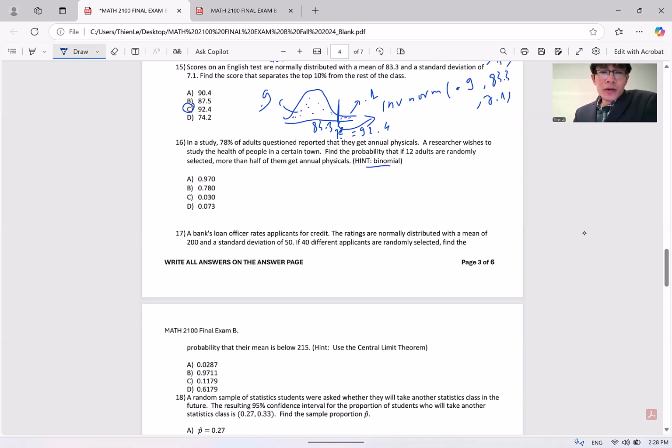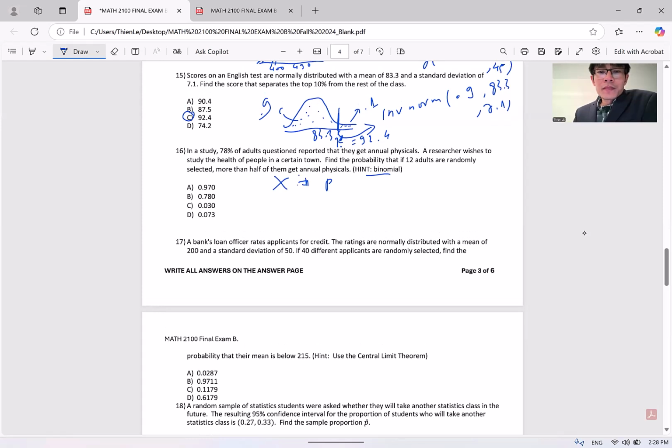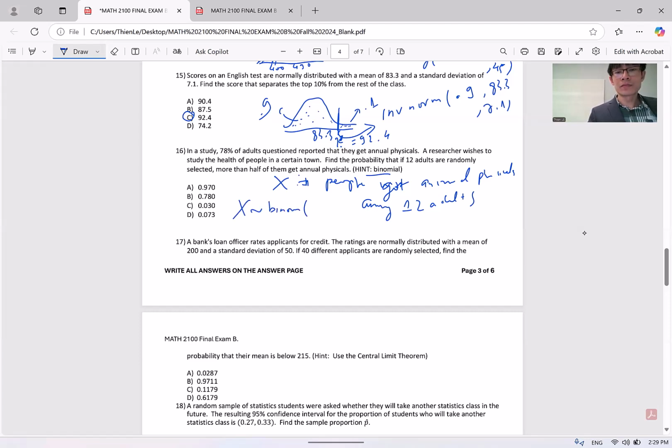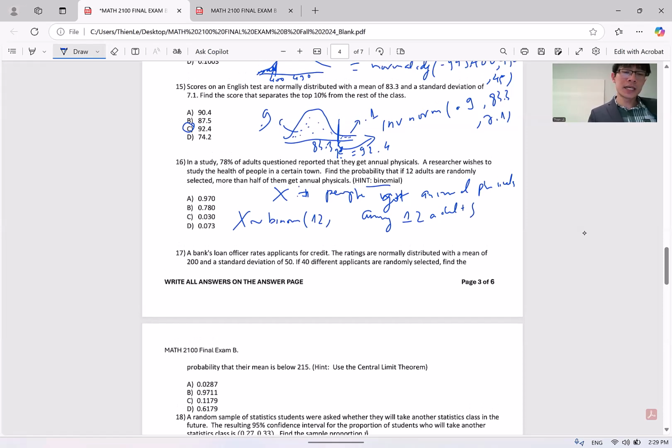So you survey 12 people, and X is the number of people who got an annual physical among 12 adults. So it can be 0, 1, 2, 3, up to 12, but you can model it by a binomial. So your X will follow a binomial. Success, in this case, you define as getting an annual physical, so the success probability will be 0.78 here.